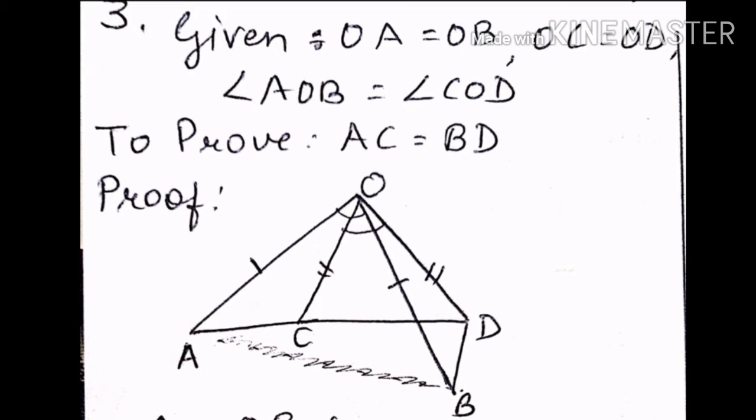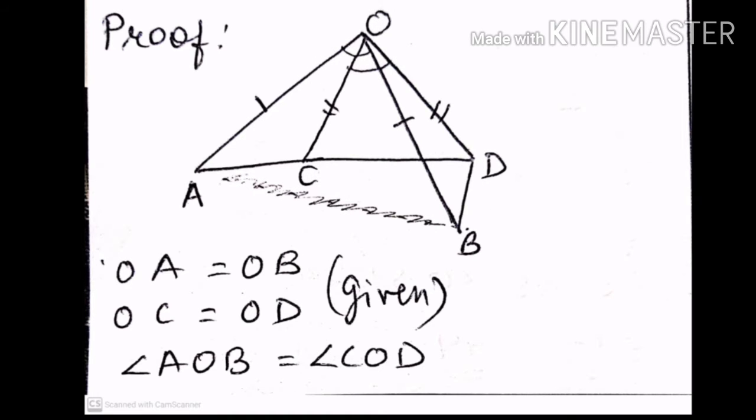AC is equal to BD, proof is also written, and I have noted whatever the given things in the question in the diagram also, that is in the figure, that OA is equal to OB and OC is equal to OD, and also the angle AOB is equal to COD. So I have written the given part already in the proof part also. Whatever is given, you have to always start with the given part. Now you see the figure and think how you solve it.